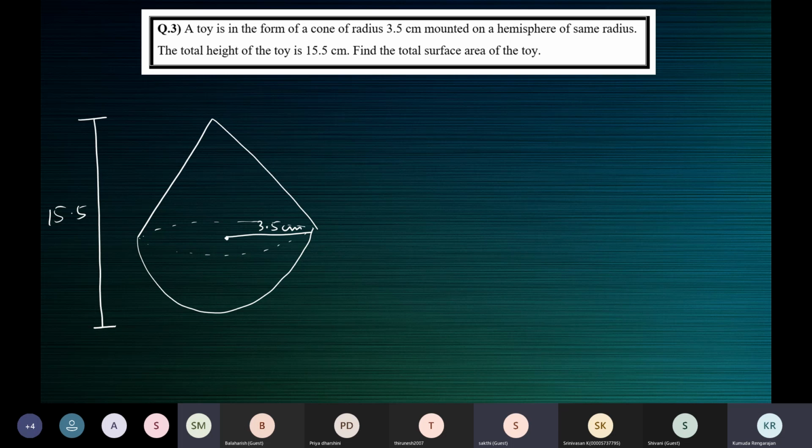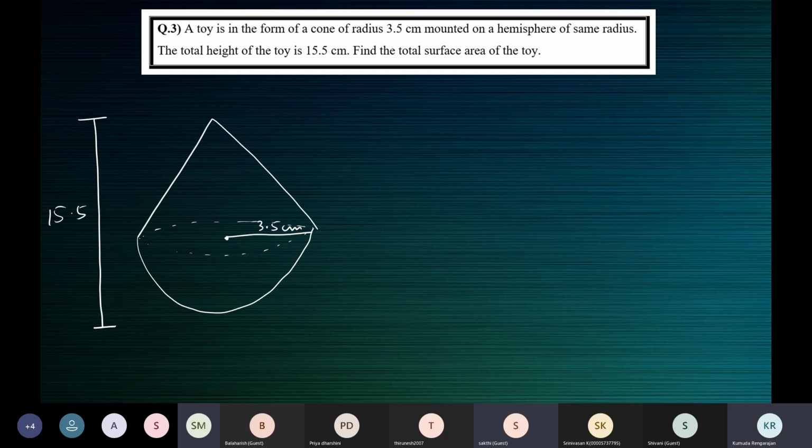And now write the TSA formula. What's the expression to find the TSA? What is available? Feel the toy with your hand. Whatever area you can feel, all that you should take into account. For the cone, is it pi r into r plus L, or pi r L? Pi r L, because ask yourself, can I see the circular portion of the cone? No, you cannot see it. So that means no total surface area, only curved surface area.